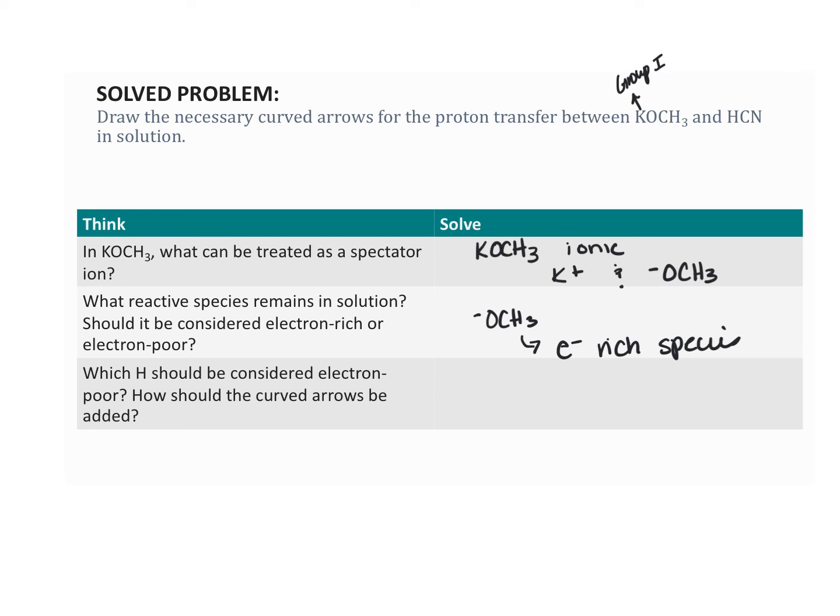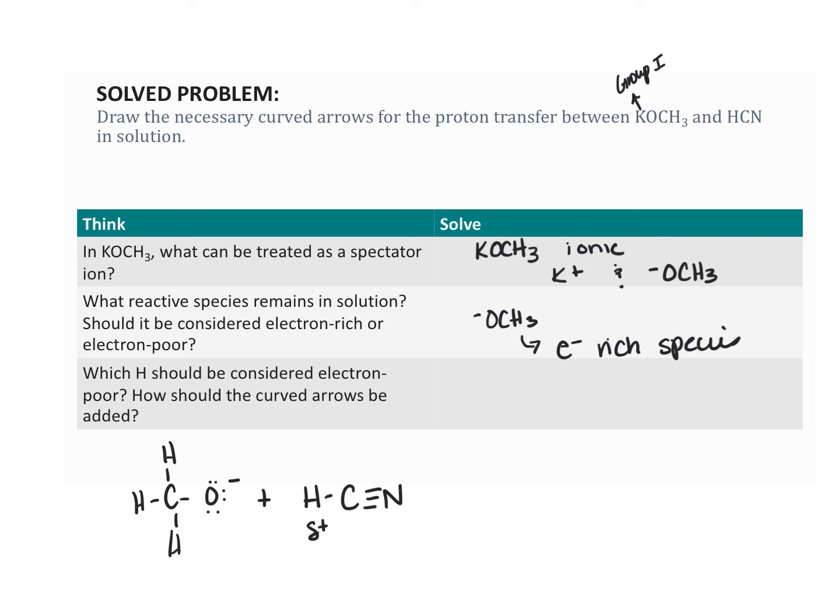So, which hydrogen should be considered electron poor, and how should the curved arrows be added? If we have CH3OH and CN minus, HCN, when we look at this, the carbon and nitrogen there are fairly electronegative, so this proton is going to be the one that's electropositive, so that's going to be the electron poor site, right? It's also the only hydrogen there. So how should the curved arrows be added?